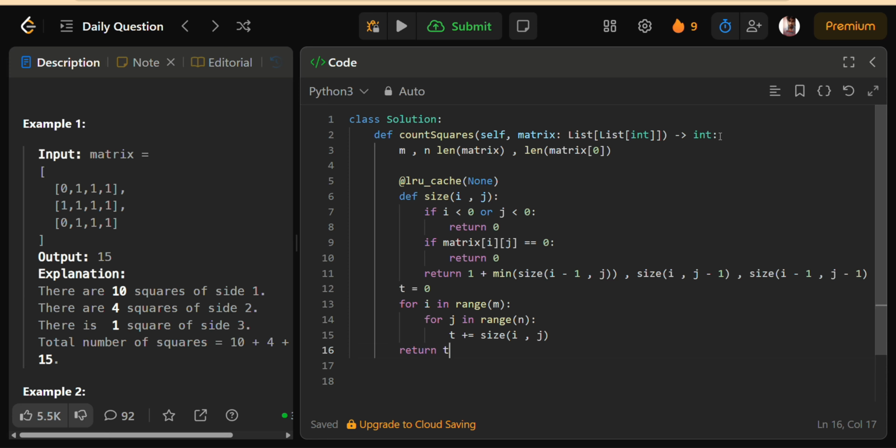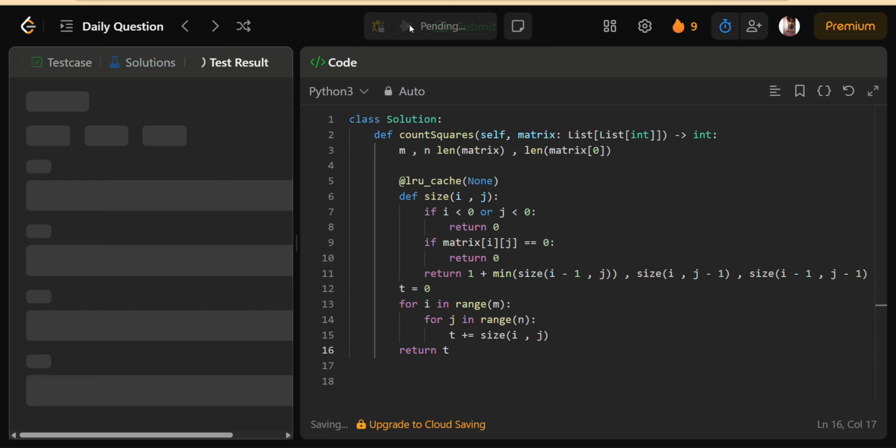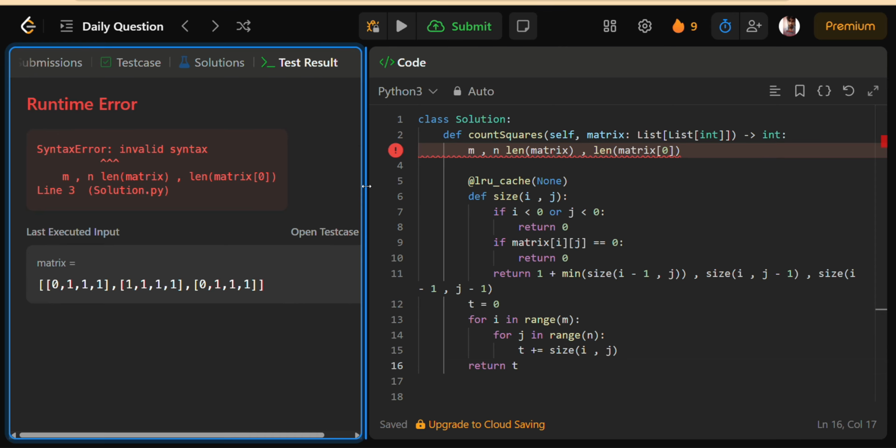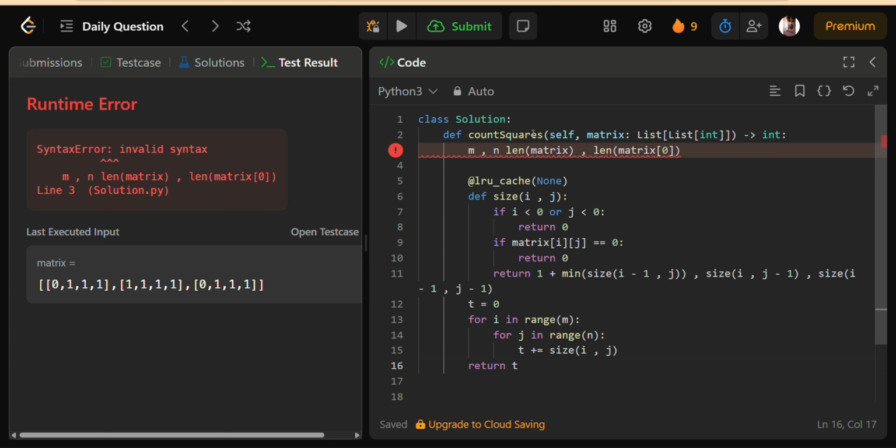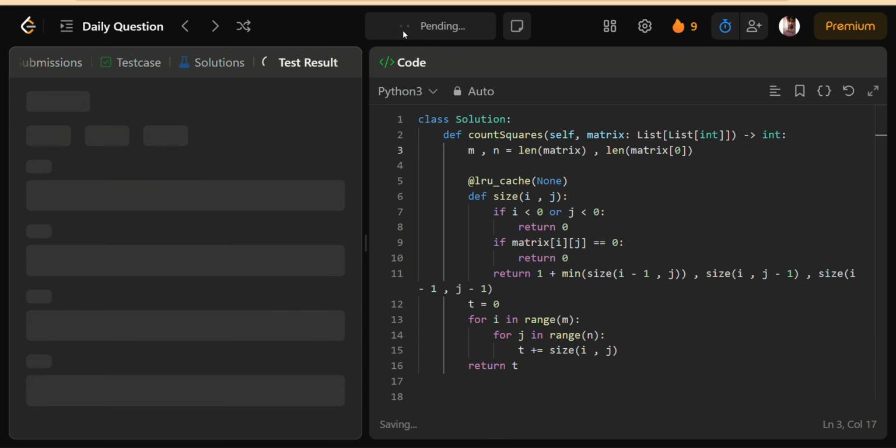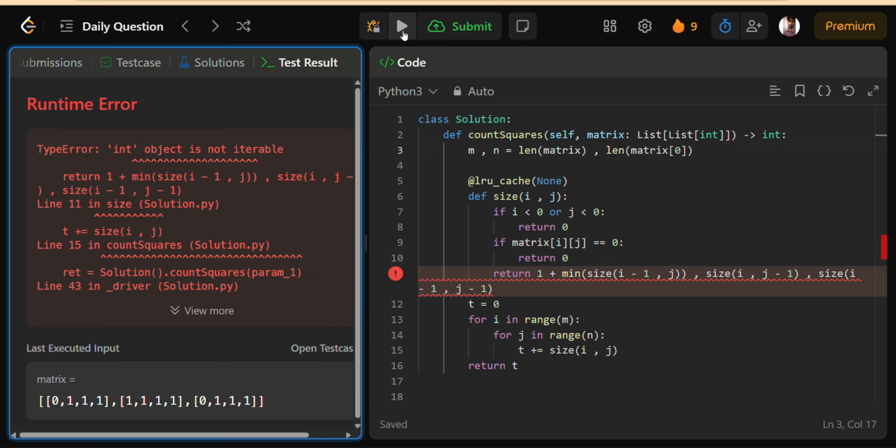Another key insight is, when you add up the largest square size at every cell, you're automatically counting not just that square, but all the smaller squares inside it too. That's the beauty of the recurrence. And that's how we solve Count Square Submatrices with All Ones efficiently using dynamic programming.